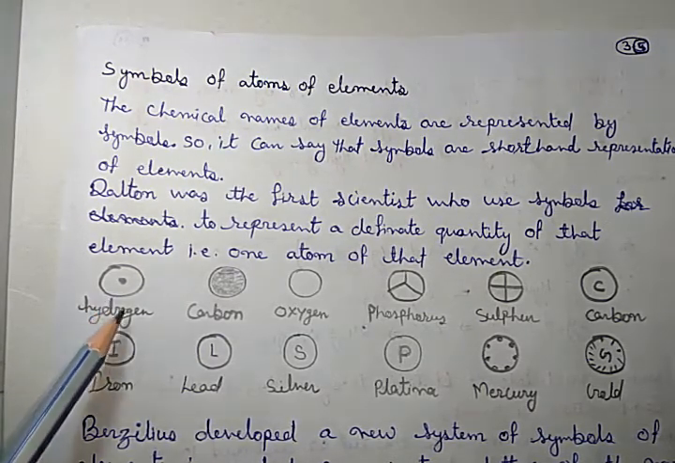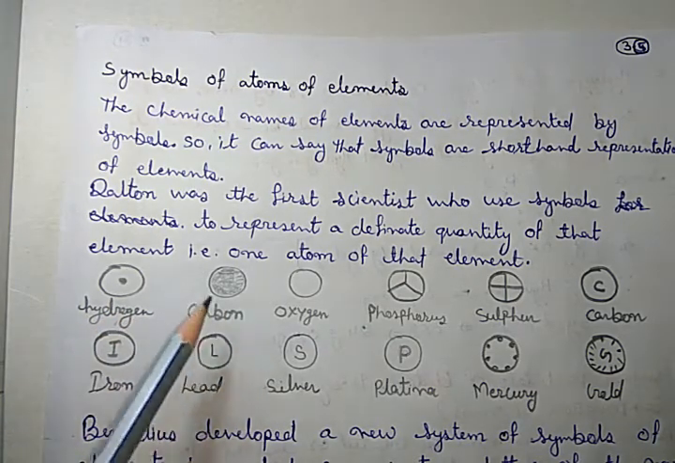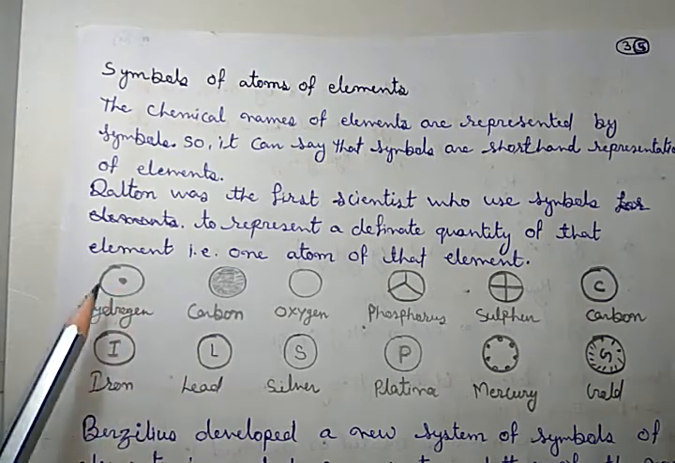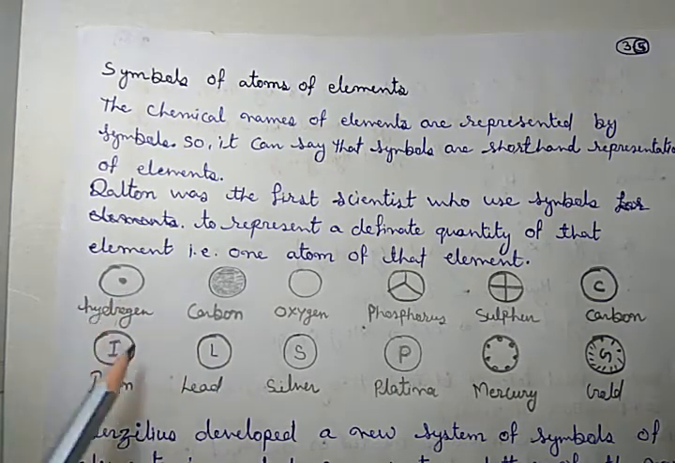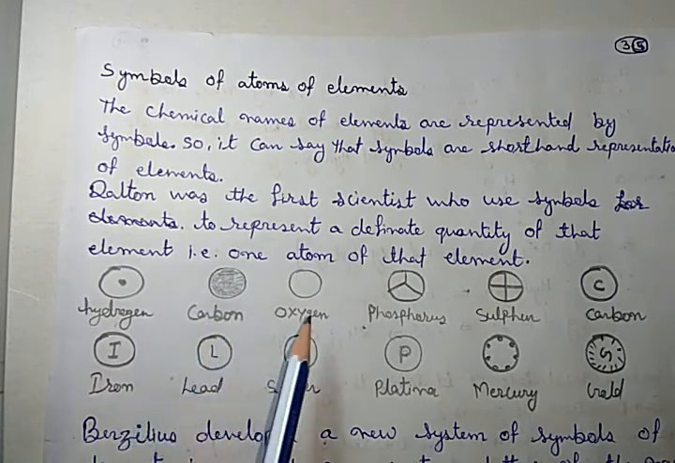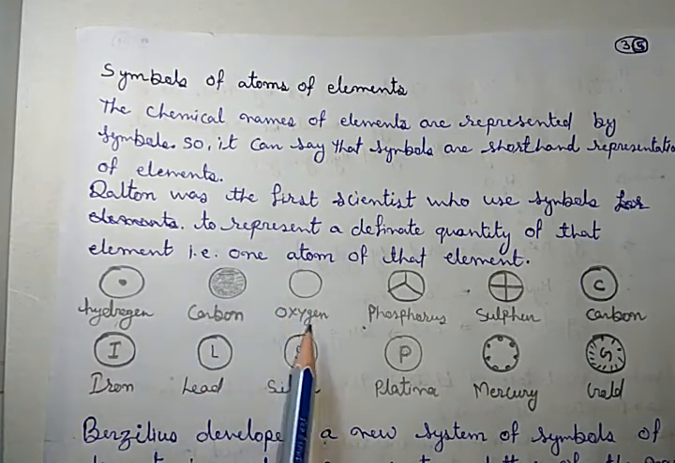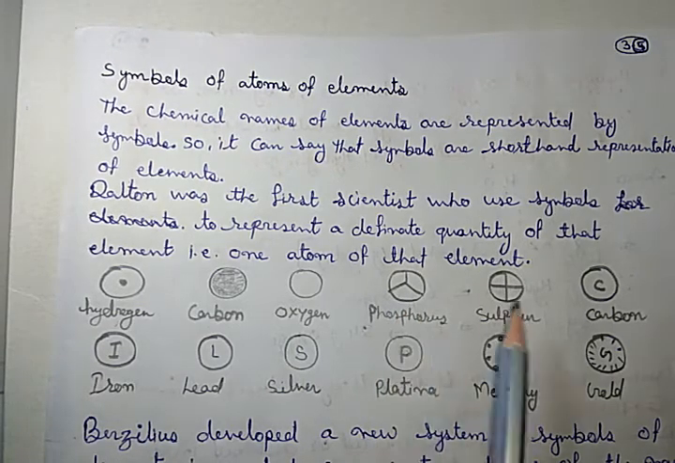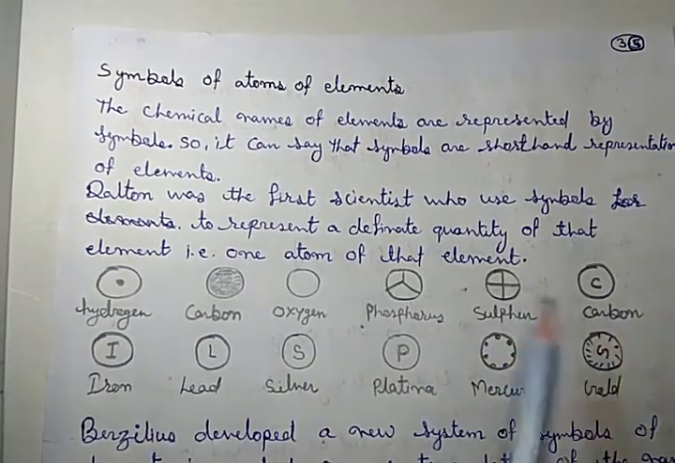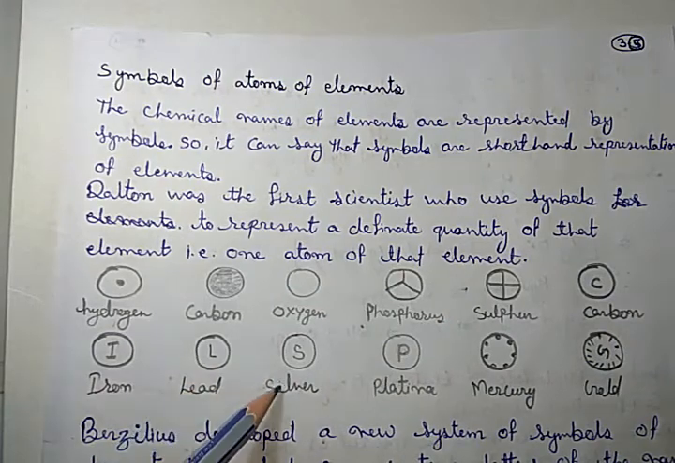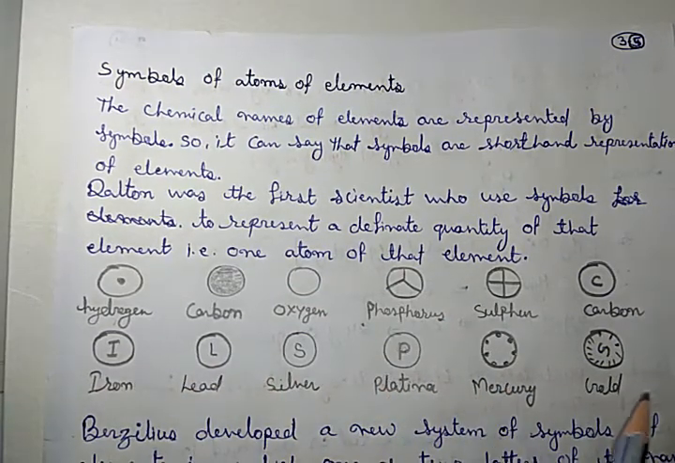Here he showed the atoms of different elements by circles. One circle with a dot is hydrogen, a dark circle for carbon, a simple circle for oxygen, and others for phosphorus, sulfur, carbon, iron, lead, platinum, mercury and gold. But that system was not scientific, and it was very inconvenient and difficult to use.